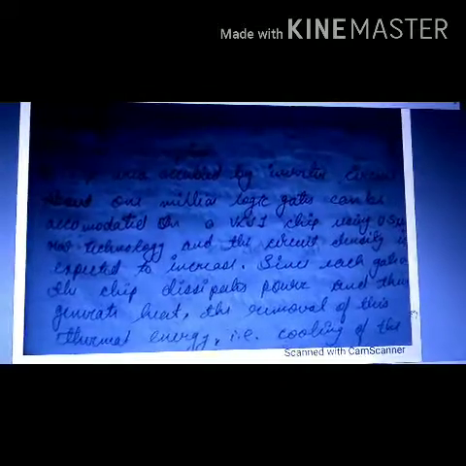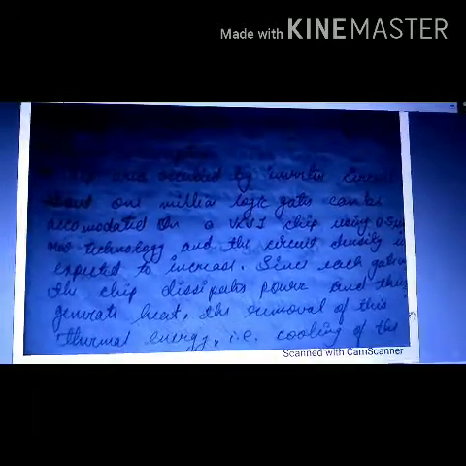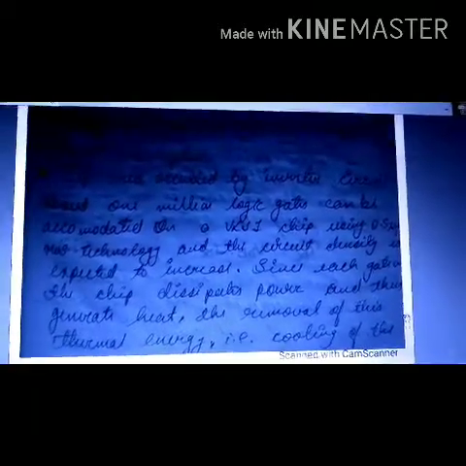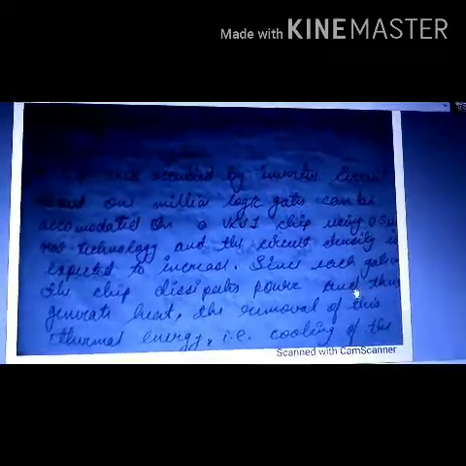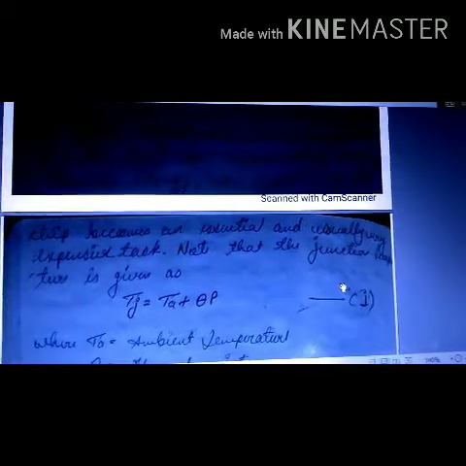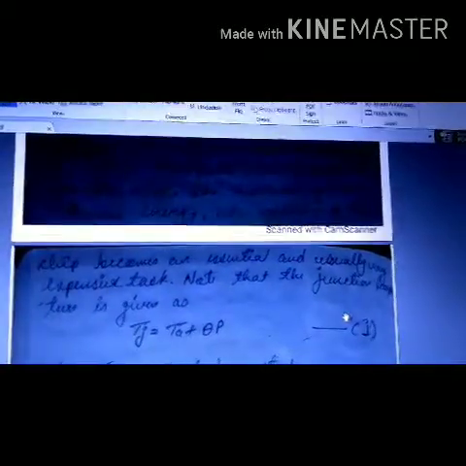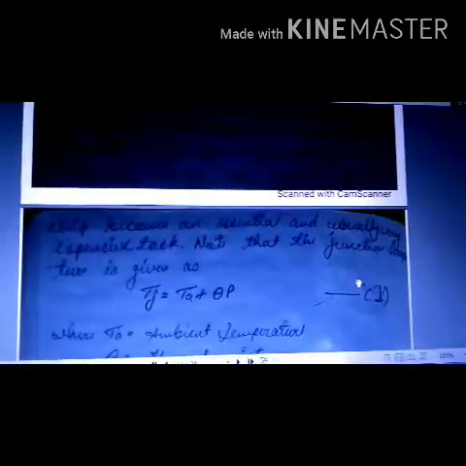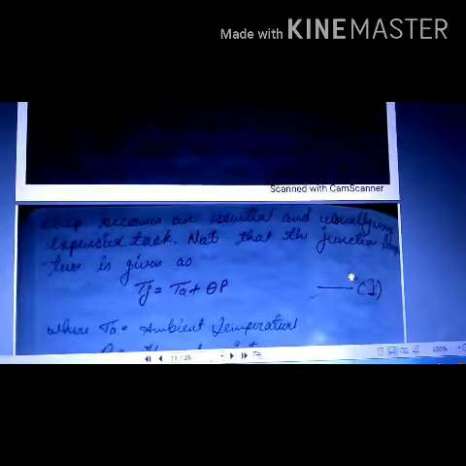Now, since each gate of the chip dissipates power and thus generates heat, the removal of this thermal energy, that is cooling of the chip, becomes an essential and usually a very expensive task. As more and more transistors are accommodated, more and more heat will be produced in the devices, and removal of this heat or cooling of our device is a very complicated and essentially useful task.